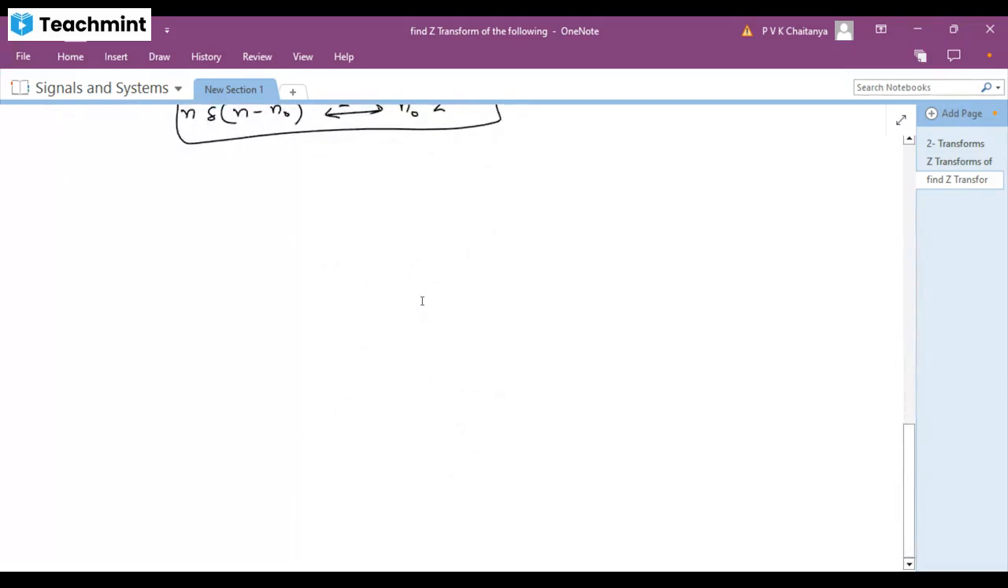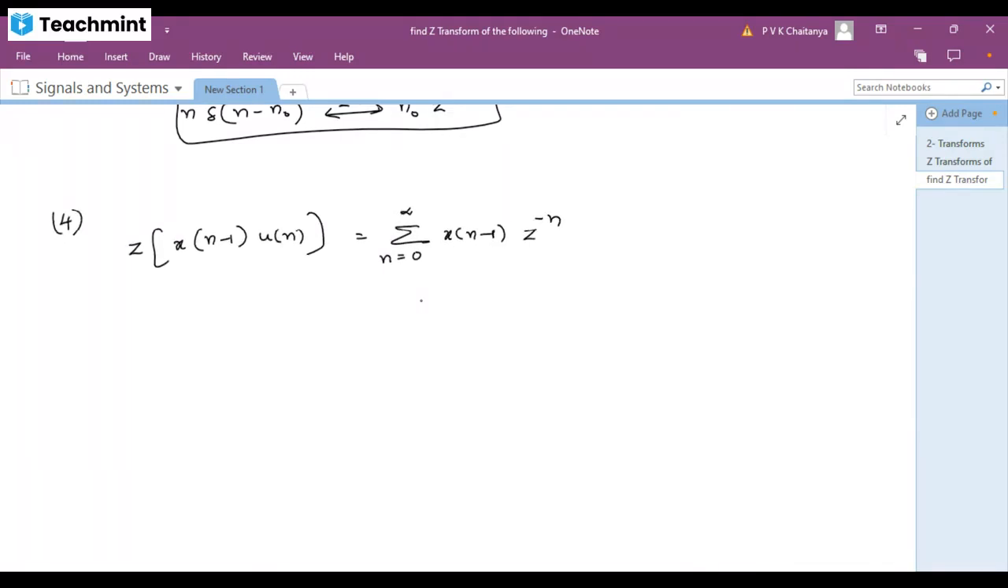So next, shifting in the signal. I want to find out the z transform of x of n minus 1 into u of n. So what will I get? That is equal to sigma n is equal to 0 to infinity of x of n minus 1 into z power minus n.